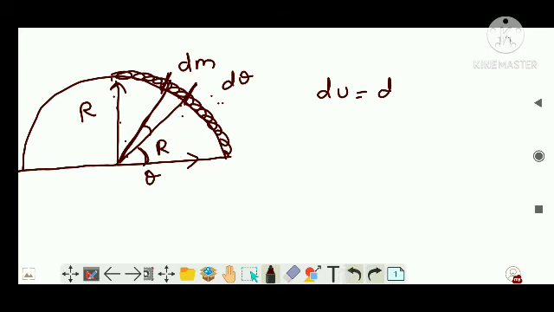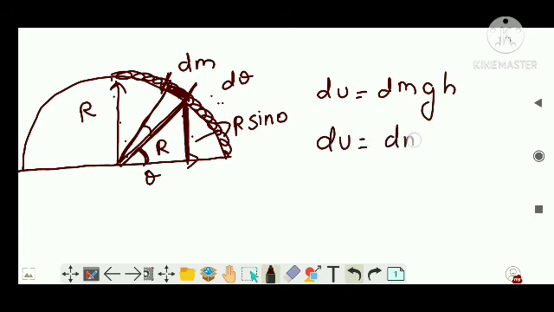That is, dU will be dm, this much is having mass only dm, g h, where h is the height from here, right? Now let's say what will be this height, guys? This is r, right? So this will be r sin θ, vertical component, right? So dU is equal to dm g r sin θ, right? This much clear, right? If you want to find the entire potential energy, you have to integrate it.